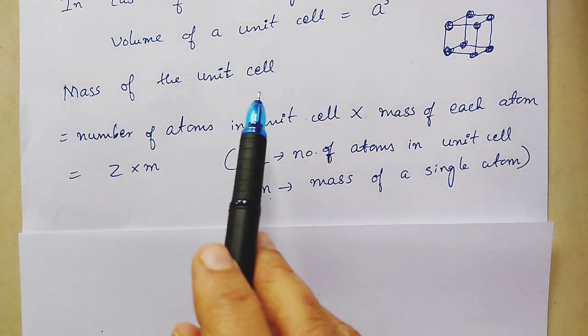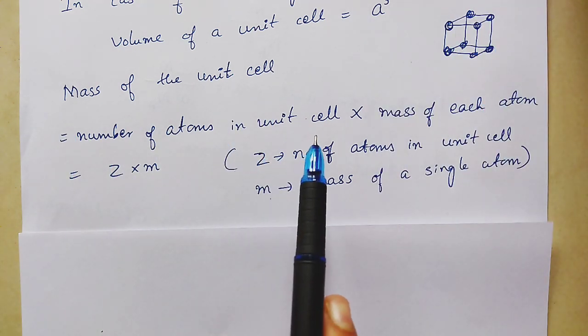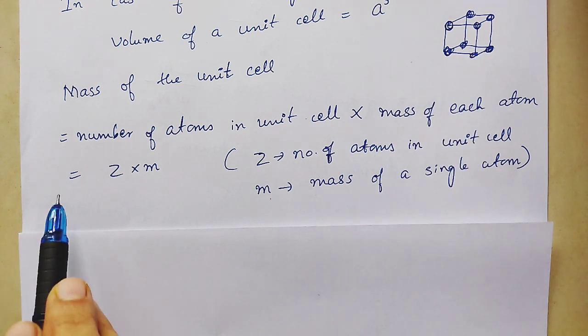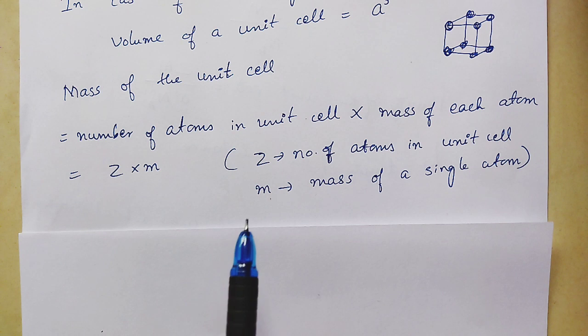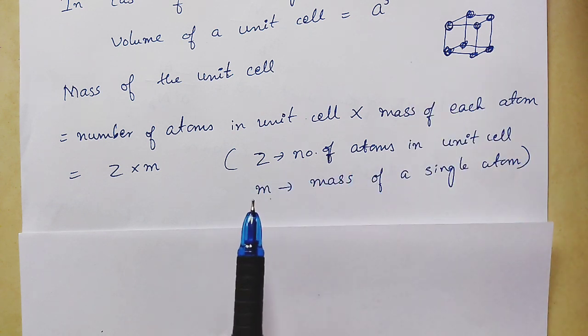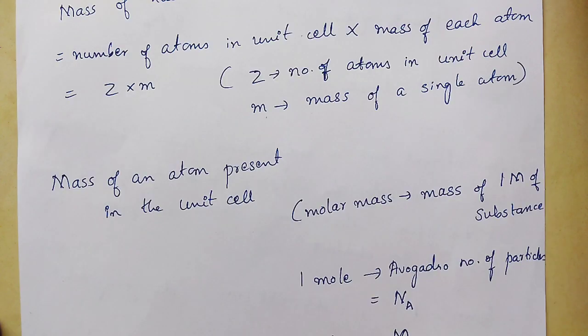Therefore, mass of the unit cell will be equal to the total number of atoms present in the unit cell multiplied by the mass of each atom. That is equal to Z into m. Here Z represents the number of atoms in the unit cell and m represents the mass of a single atom. But how to know the mass of a single atom present in the unit cell? Let's see. Well, it can be known from the molar mass of the substance.